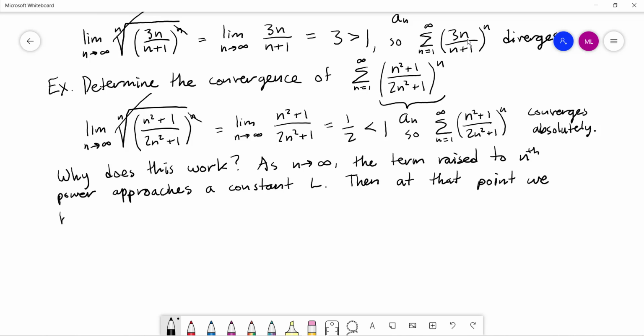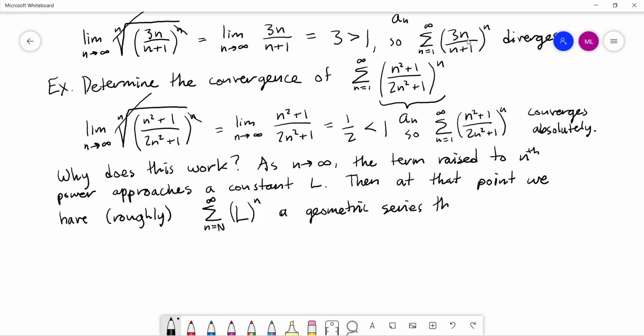we basically have, so roughly at least, something that looks like the sum from, again, after some certain point, so capital N up to infinity, we essentially just have that constant raised to the nth power. And again, it's a geometric series. That converges if L is less than 1. So that's the idea. It's basically the same argument as before.